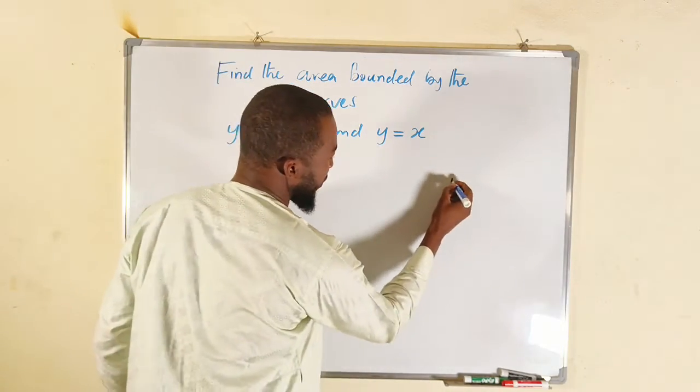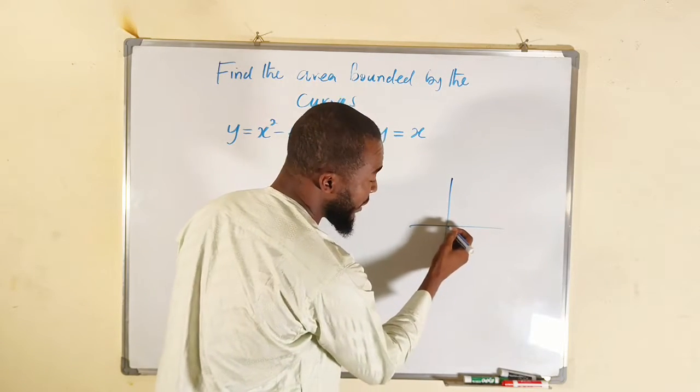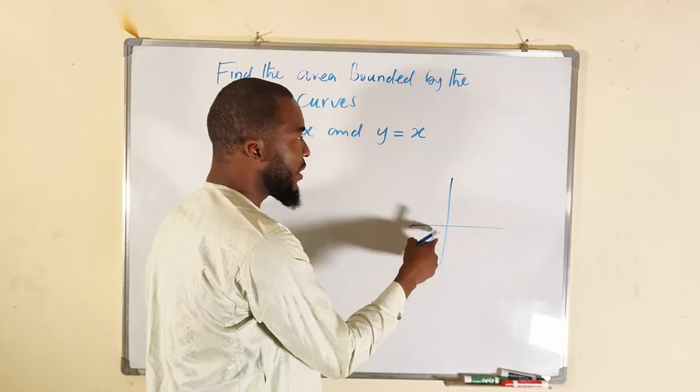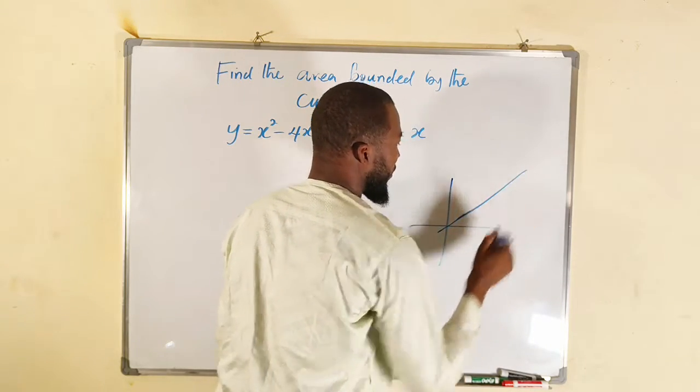This one is a linear graph, right? Because it is a linear function which passes through the origin. It has a slope of 1. So we have something like this.